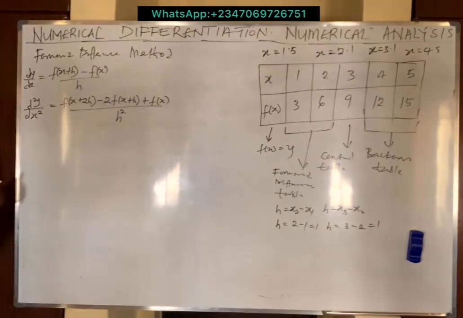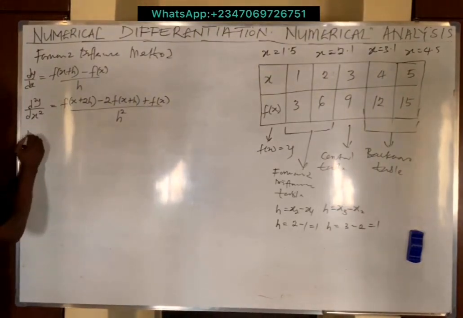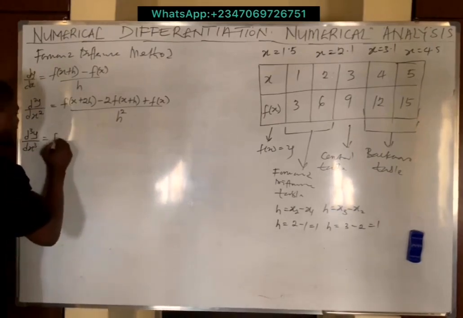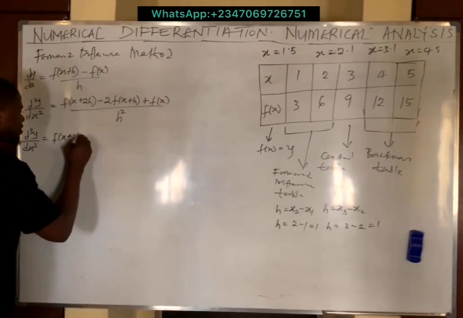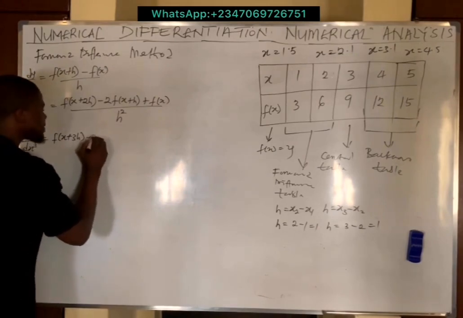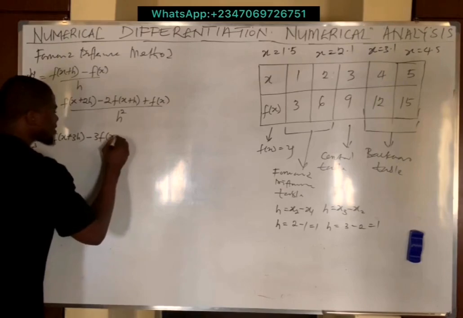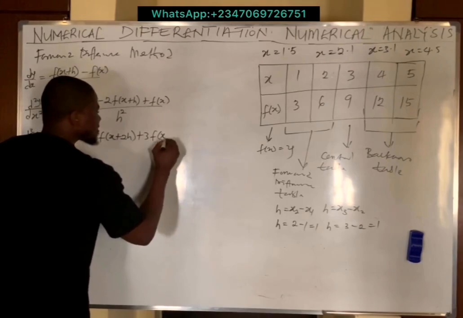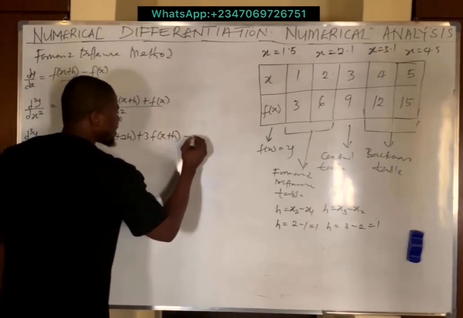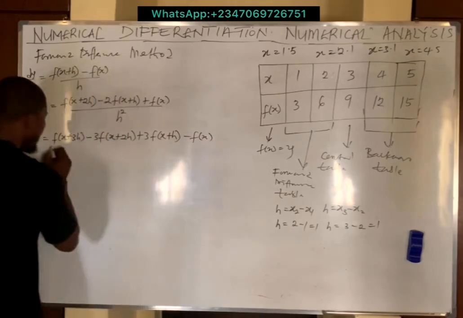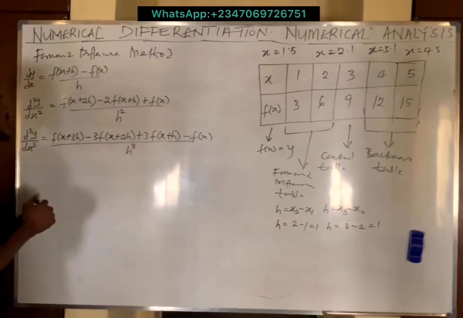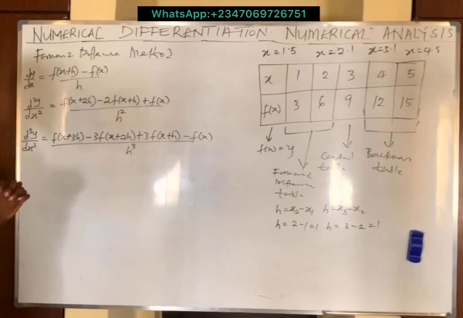For the third derivative, which is where I'll stop, you have d cubed y over dx cubed. This is going to be equal to f of x plus 3h, minus 3f of x plus 2h plus 3f of x plus h minus f of x, all over h cubed. So this is the formula to approximate the third derivative.